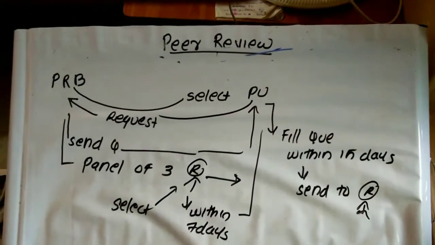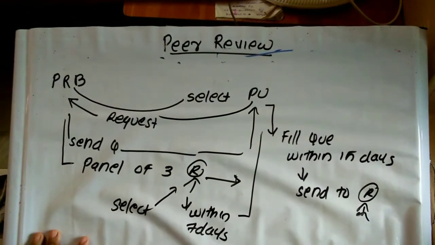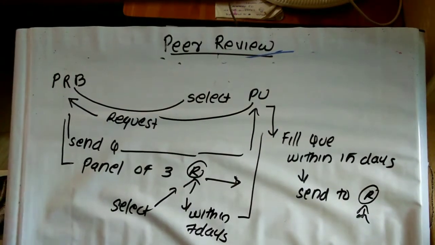Starting the first step involved, which is mainly planning, execution, reporting. These are the main 3 stages of the peer review. This is the first stage. First of all, the peer review board selects the practicing unit.